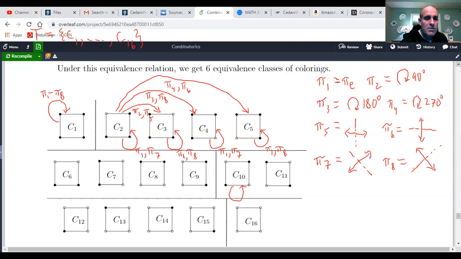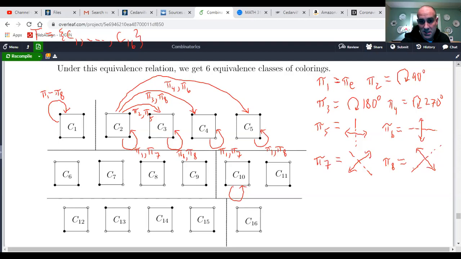Once again, the number of things that fix C1, which is 8, times the number of things in the equivalence class, which is 1, equals the size of the group. Go into the upper right equivalence class. The number of things that fix C2, which is 2, times the number of things in that equivalence class, which is 4, is equal to the size of the group. Or you could say it as the number of things that move me from C2 to any other coloring, I don't care, C4, is 2, times the number of things in the equivalence class, which is 4, equals 8.